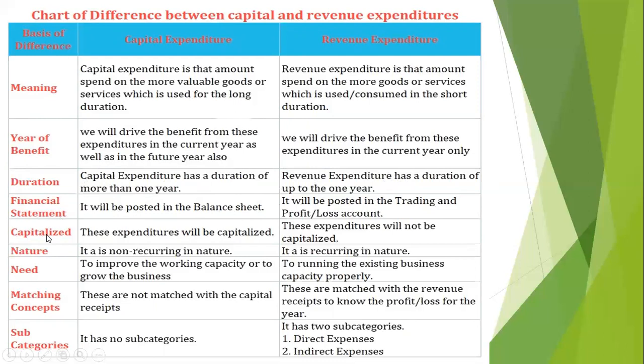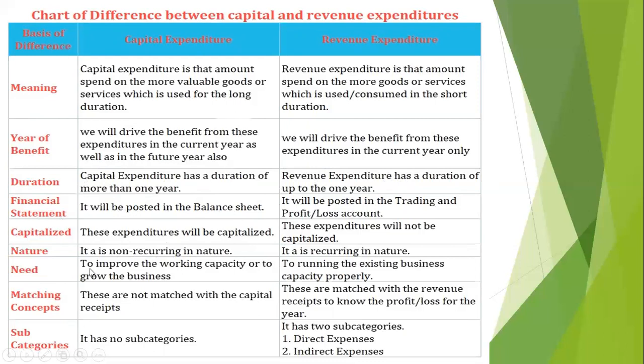Next point is capitalized. These expenditures will be capitalized and these expenditures will not be capitalized. Capitalized means we are going to enter them in the balance sheet. Nature of expenditure. Capital expenditure is non-recurring in nature and revenue expenditure is recurring in nature. Let's move towards need.